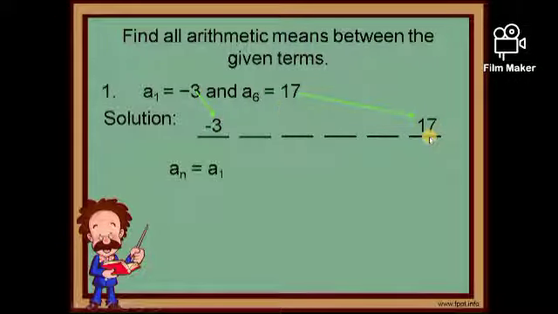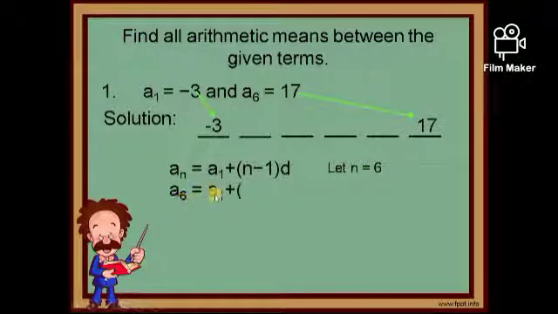Now, using the general formula for arithmetic sequence, we have a sub n equals a sub 1 plus n minus 1 times d. Now, let n equal 6. Why 6? Because we're dealing with, very good, we're dealing with 6 numbers or 6 terms. Okay. Next, plug in n equals 6 to our formula. We have a sub 6 equals a sub 1 plus 6 minus 1 times d.